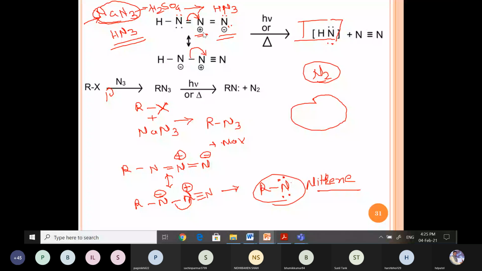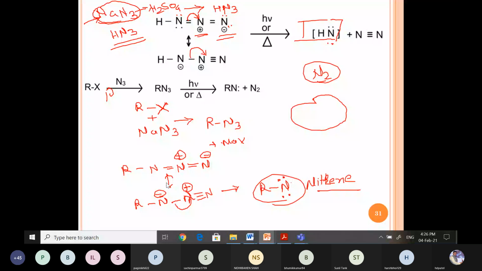Another reaction: if you are having RX, alkyl halide, by treatment with NaN3 it will convert into RN3. This RN3 we can write in this form, R-N double bond N plus double bond N minus, then another form R-N minus, N plus triple bond N. So in this case what happened? If this nitrogen is giving electron to N plus, then it will convert into RN. This is called nitrene formation.